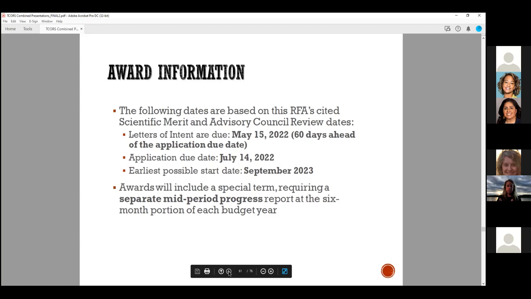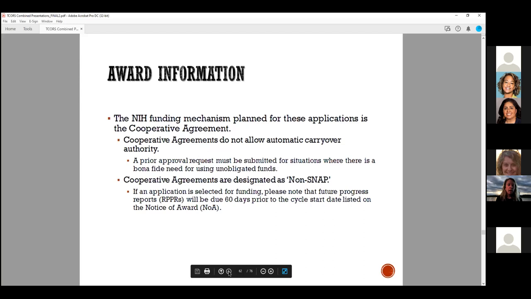Next slide, please. The funding mechanism that would be utilized would be a U54 cooperative agreement mechanism. And what that means is these don't allow for automatic carryover authority. Rather, you would submit a prior approval request in order to utilize unobligated funds, and the approval process will be based on bona fide need. The non-SNAP designation simply means that, again, they're not automatically given carryover authority, and annually IRB and IACUC approvals would need to be submitted with FFRs.